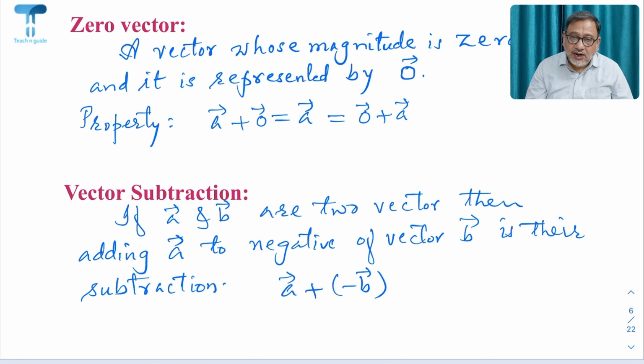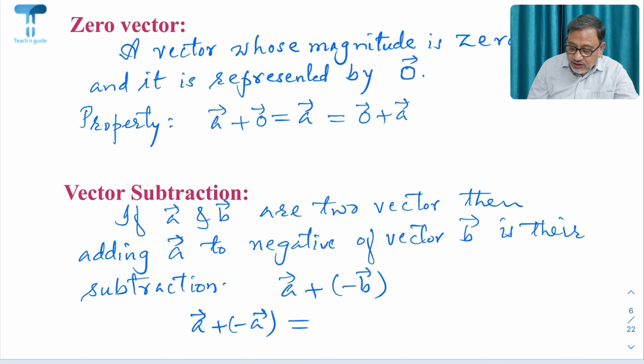Now if you add a vector to its own negative, it will give you a zero vector. So vector A plus minus A will give you a zero vector, like simple numbers. So when a vector is added to its own negative vector, the resultant will be a zero vector. Resultant means the addition; addition of a number of vectors is called their resultant.